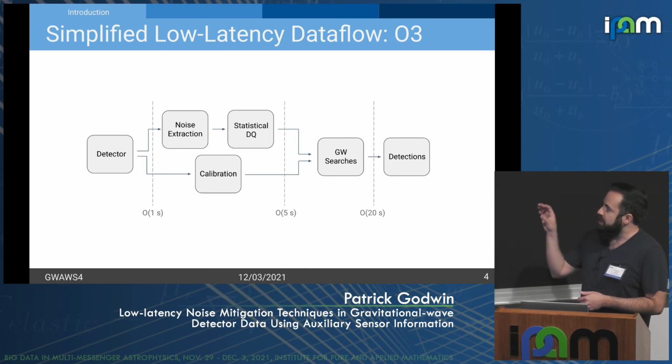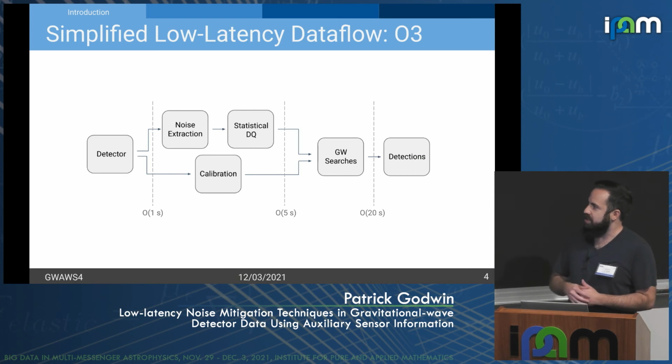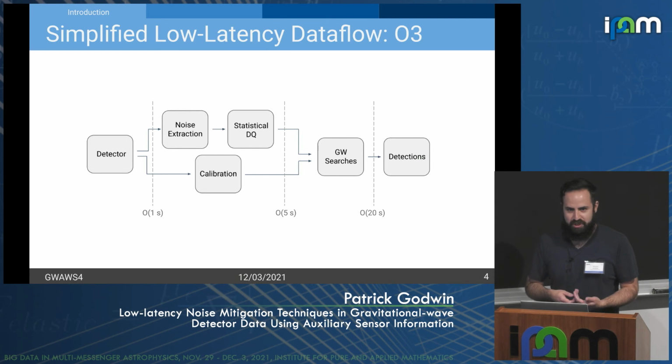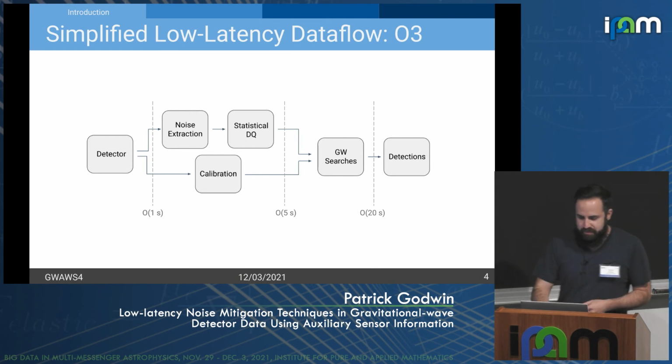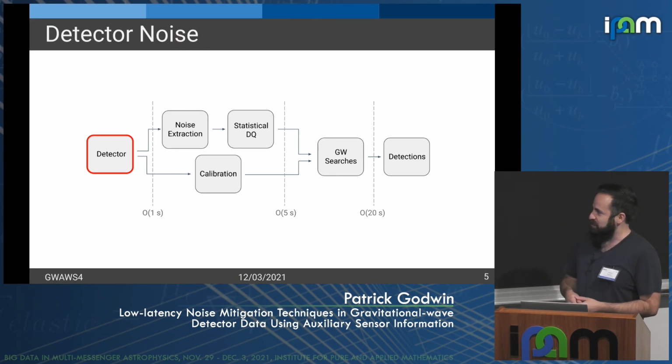Now on the upper branch over here, this is what I'll be talking about today. So effectively, you can think about this as a parallel path doing detector characterization prior to the searches, so that the searches have this detector data quality information that they can use to inform the searches as to which times are glitchy or not. So first off, I'll focus on the detector noise itself.